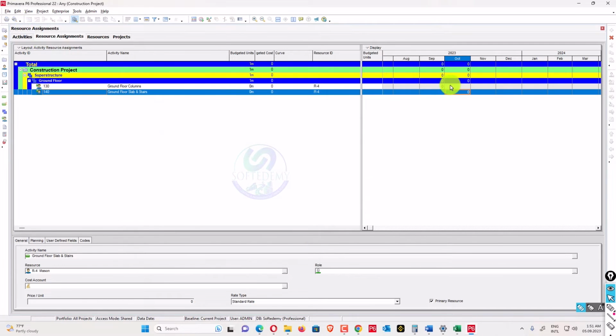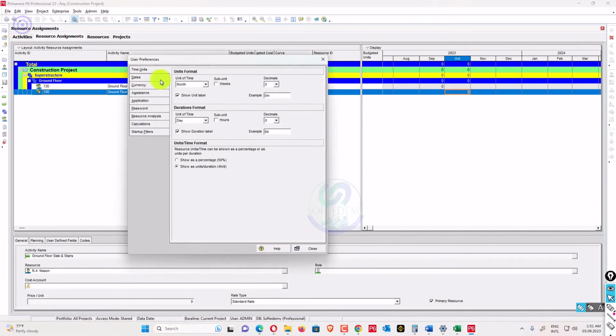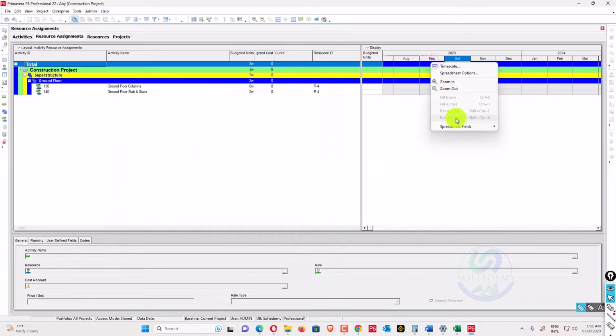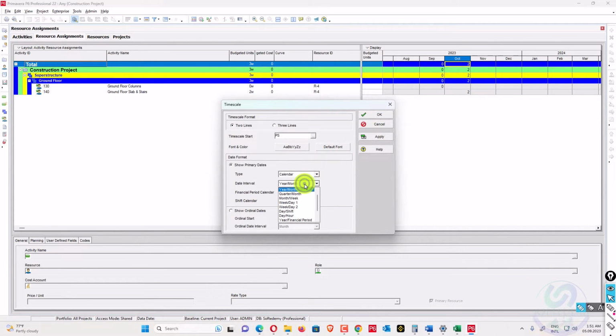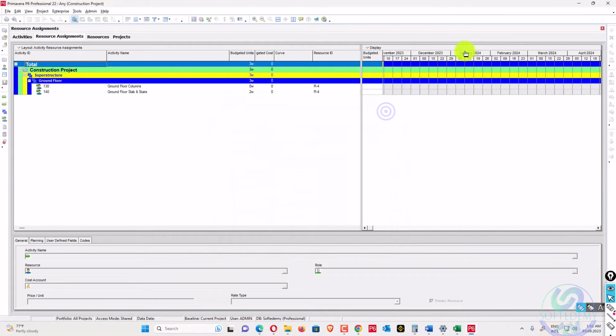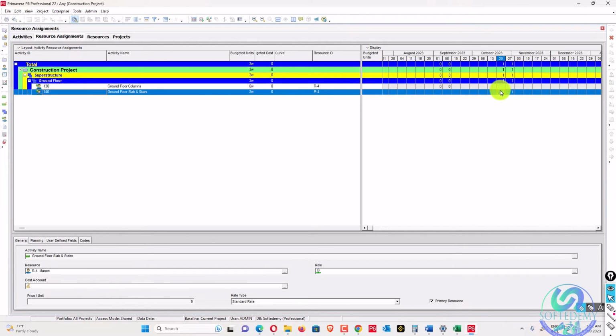So I don't require any month. If I want to change that into weeks, I will also change my interval to week, and apply here. So we go here and see, this one week is required. Similarly, this mason will be required, the resource that has been assigned for the whole week, starting from the first day of the week, Saturday, Sunday, Monday. Because of that we have to change user preferences to week here.